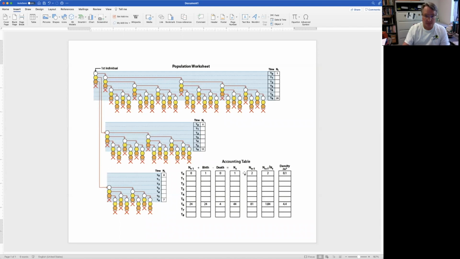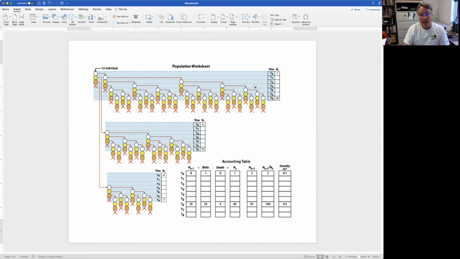Okay, so what is this? We have this accounting table down here, and what the accounting table does is it's a way we're going to follow population growth. We have a simple model of population growth that we want you to work through. The idea is we're going to start out with what we call our first individual. This is our starting point for this particular model. And we're going to watch the population grow as this individual gives birth, its offspring gives birth, and we're going to see deaths as we move through time.